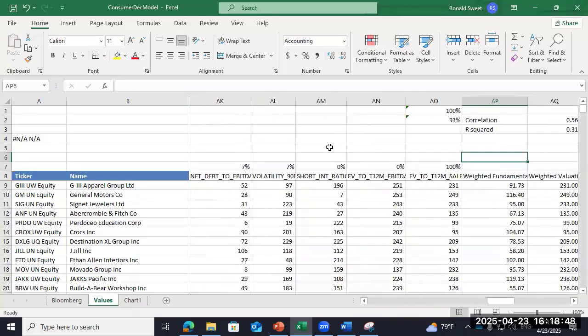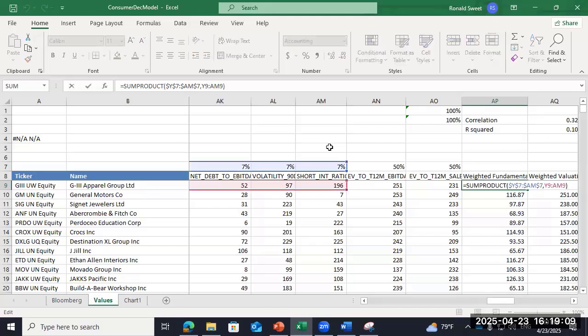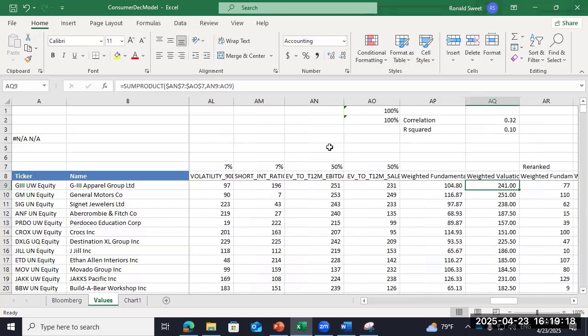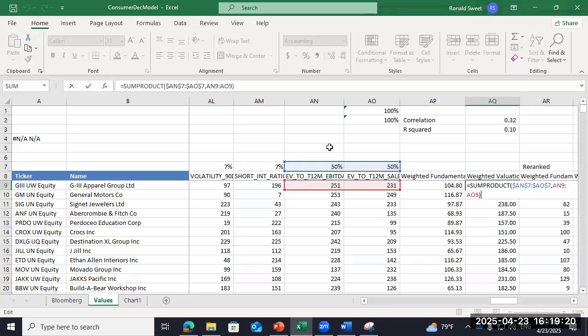When I do that, oops, I missed one. When I do that, that adds up to 100%. And then I have 2 valuation ones. I'll just do 50% each one of those. All right. And then I'm going to do a weighted ranking. So 7% times the rank on the first one plus 7% on the rank on the second one. What function can you use in Excel to do that? That's what SUMPRODUCT does. SUMPRODUCT takes the 7% times the rank all the way across. I do the same thing on valuation, 50% on EV to EBITDA and 50% on EV to sales.